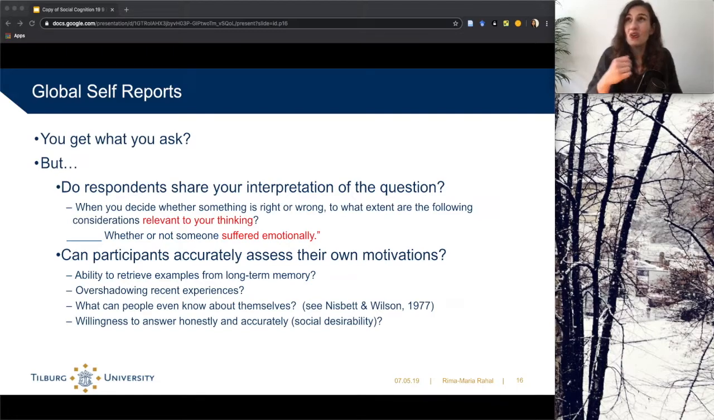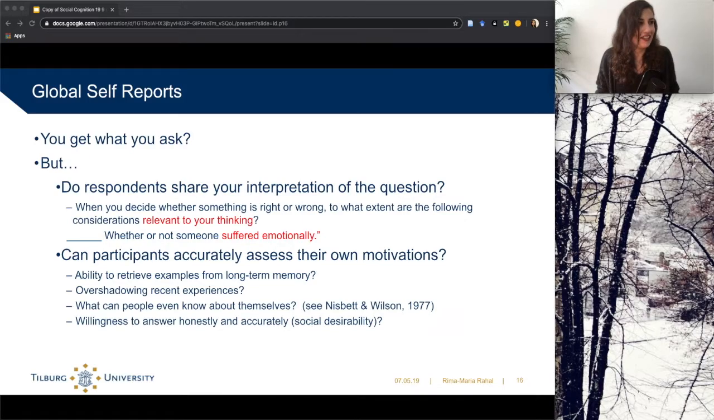We can also wonder what people can even know about themselves. Here I would direct you to the classical study of Nisbet and Wilson, 1977, if you have some time to read this one. It asks basically very poignantly the question whether people can accurately introspect and self-report anything.